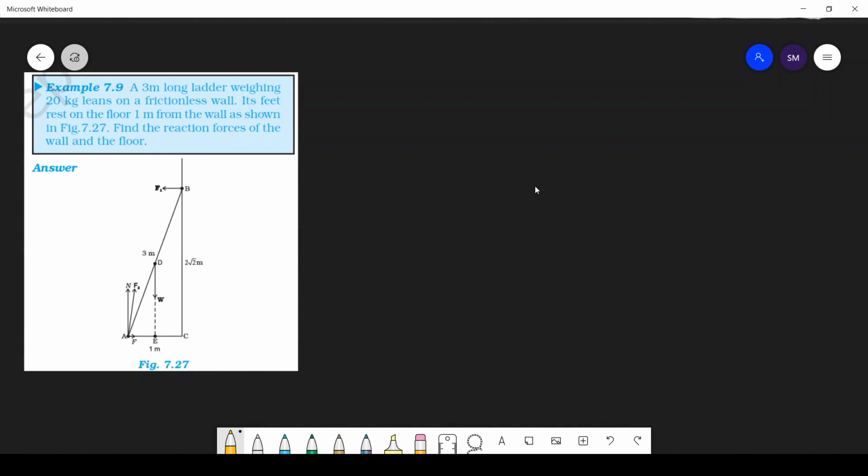Okay, next example, you have to do this question now in the similar manner. So you have a ladder which is 3 meters long, and you have a frictionless wall over here. This is the wall. Important point is that it is frictionless.